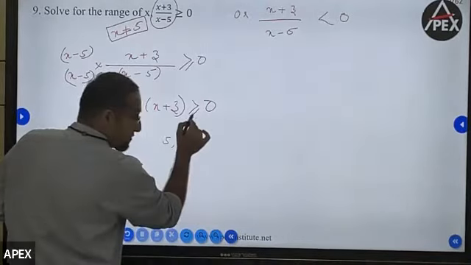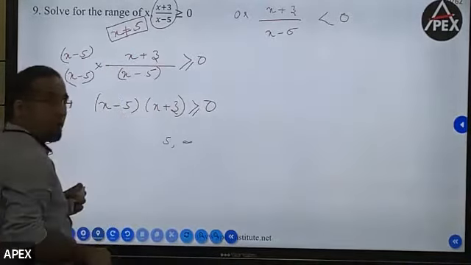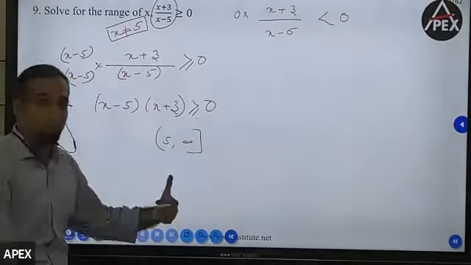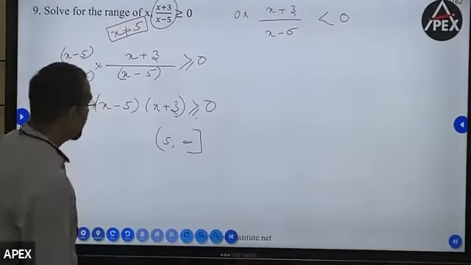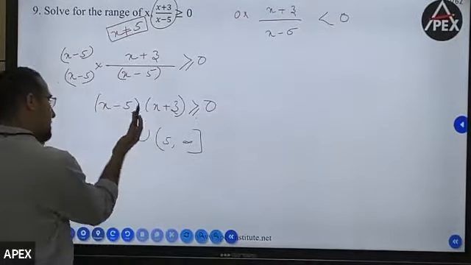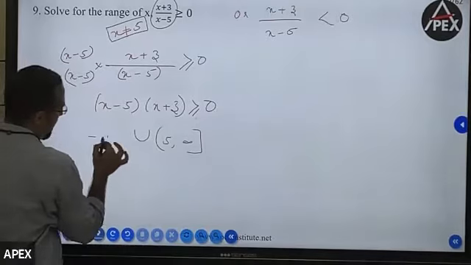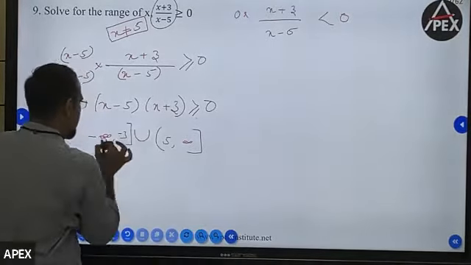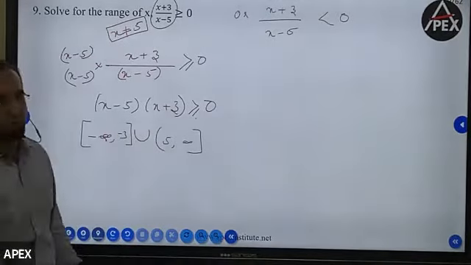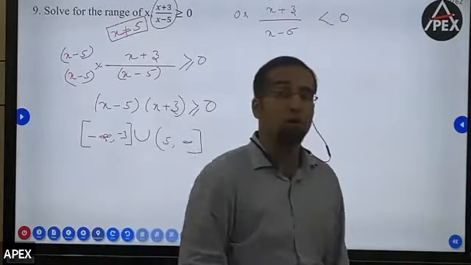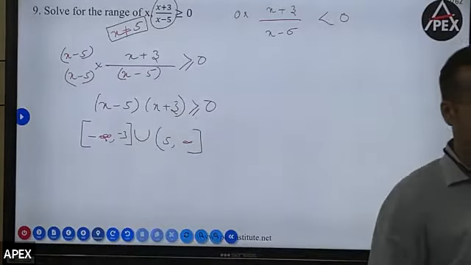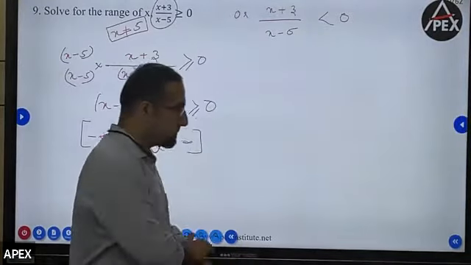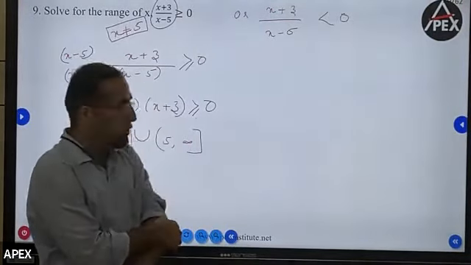No matter how, x cannot be equal to 5. So there is a circular bracket here. Do not commit this mistake. Clear? Union, away from -3, which means you have minus infinity to -3. Yes, both of them can be included, because the numerator can be 0, but the denominator should not be equal to 0. Clear guys? Any doubts here? Quick responses online?